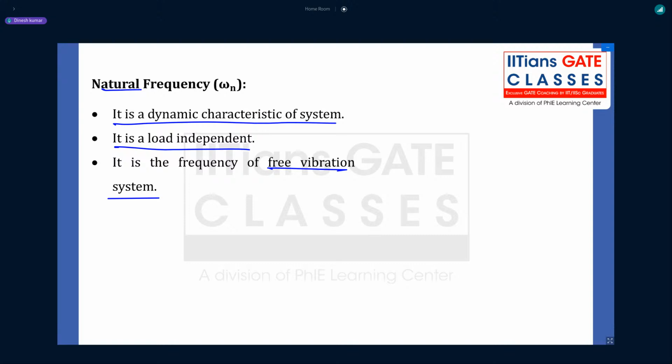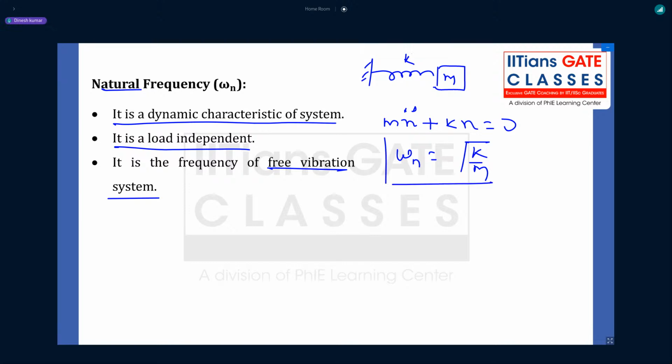Now guys, for a single degree of freedom system, what is the equation of motion? m x double dot plus k x equal to 0. So what is the natural frequency of the system? It is under root k by m, and this is a single degree spring mass system. Like you have this system, this is the mass, this is the spring. So the natural frequency is under root k by m. This natural frequency is independent of the load or excitation. Also it is known as the dynamic characteristic of the system. So this is about natural frequency.